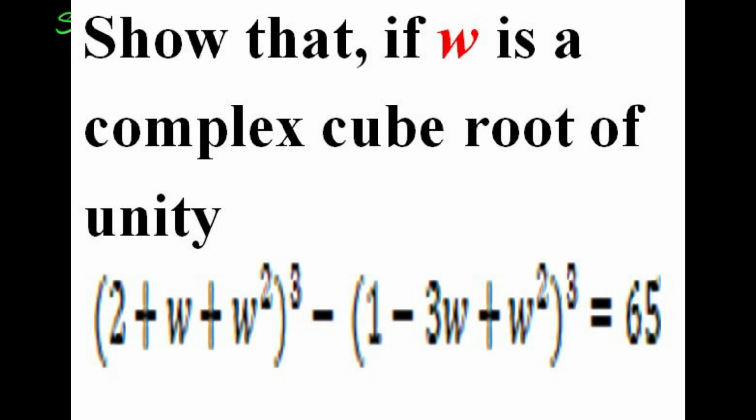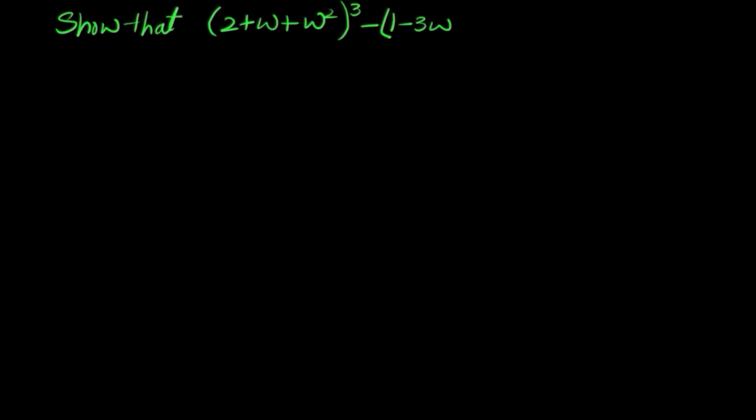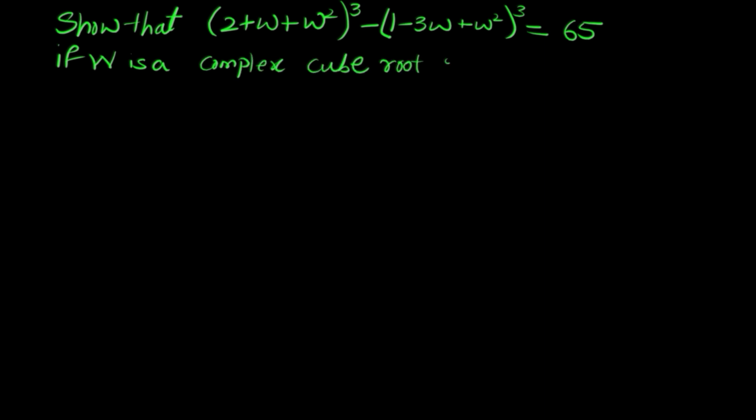Show that (2 plus w plus w square) the whole cube minus (1 minus 3w plus w square) the whole cube is equal to 65 if w is a complex cube root of unity. Solution. Here w is given as a complex cube root of unity.